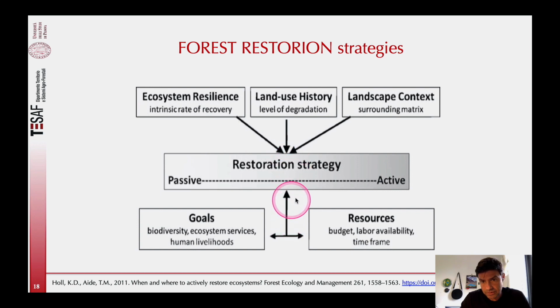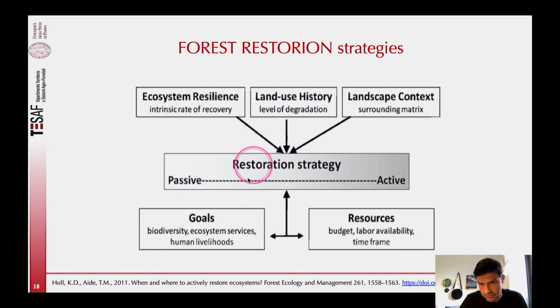And of course, the strategy is also going to be influenced by the goal. If you are focused on biodiversity, or if you want to get some returns in terms of timber or non-timber products, if you are focused on specific ecosystem services such as carbon or water security. So the goal is going to influence the species you are going to adopt, and the sites where you are going to do the restoration.